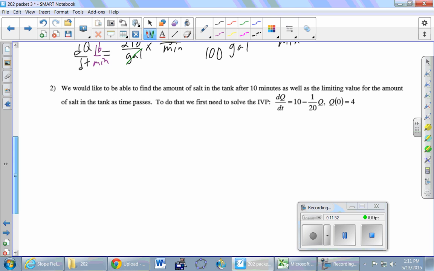But we had a technique from last class that we used to solve certain kinds of differential equations, and that technique was separating the variables. So let's try it here. So what I'm going to do is move that dt to the other side.